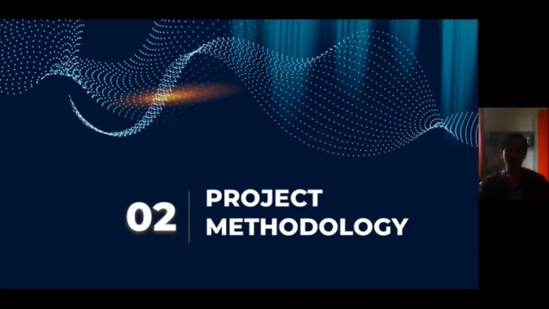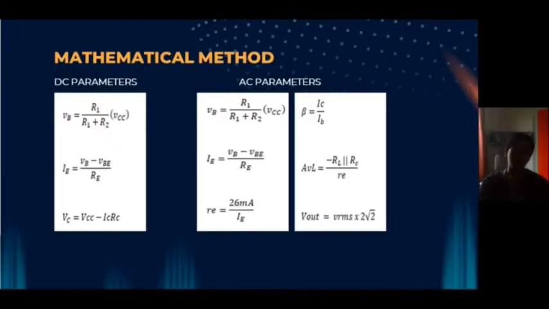I'm going to present the project methodology. The first method is the mathematical method. There are two parameters, which are DC and AC parameters. For DC parameters, the student must calculate the VB, IE and VC values. For AC parameters, the student must calculate the VB, IE, RE, beta, ABL and Pout values.